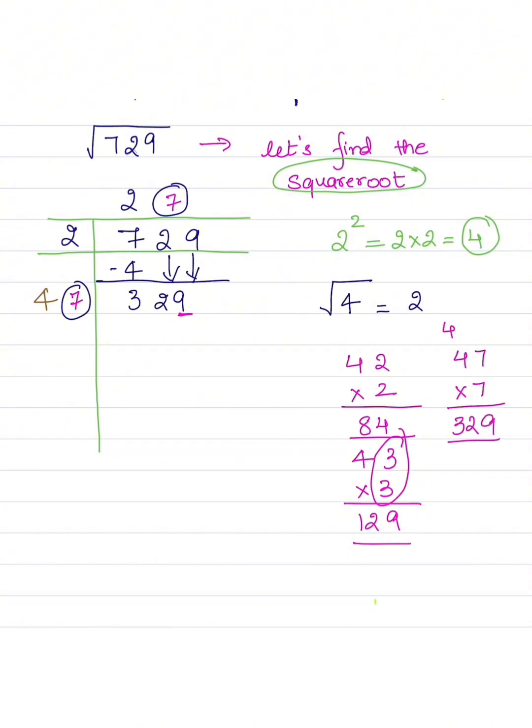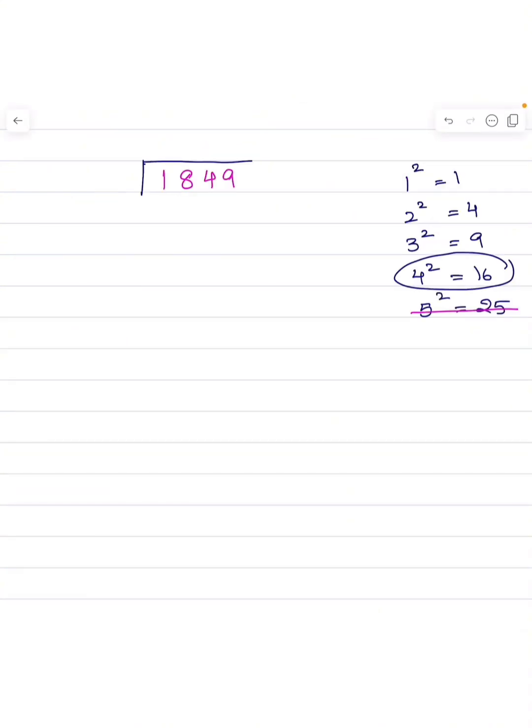And this does give me 329. So yes, we have our answer here. You can go ahead and calculate this. 27 times 27 should give you 729. So 47 times 7 is 329. Go ahead, write this down. And alright, let's practice another question.